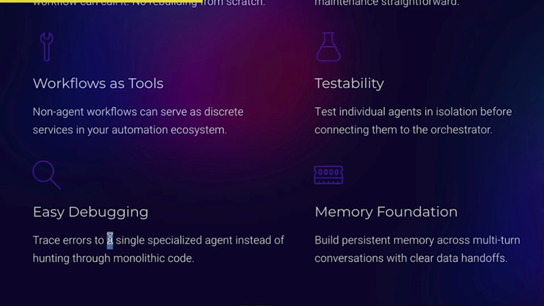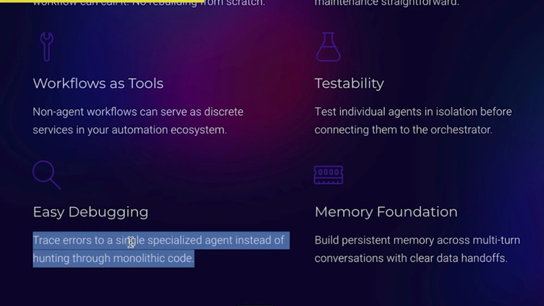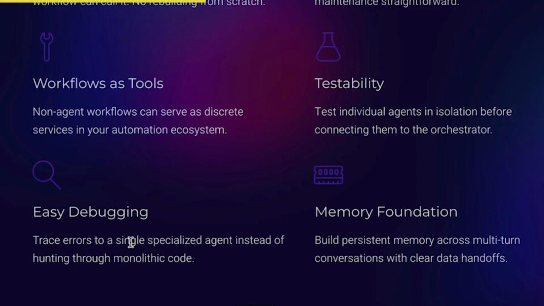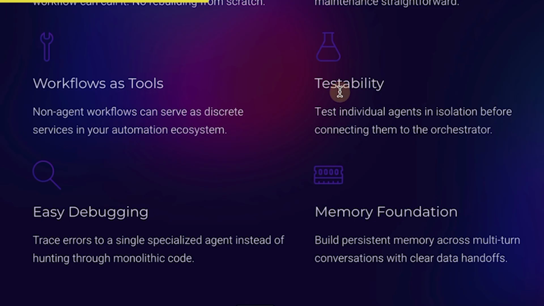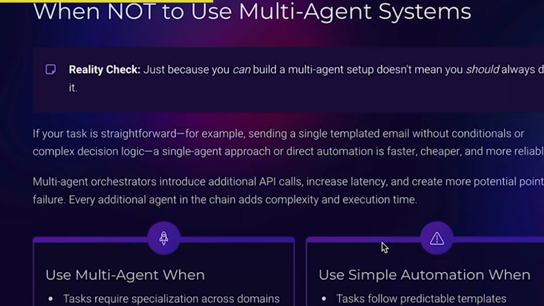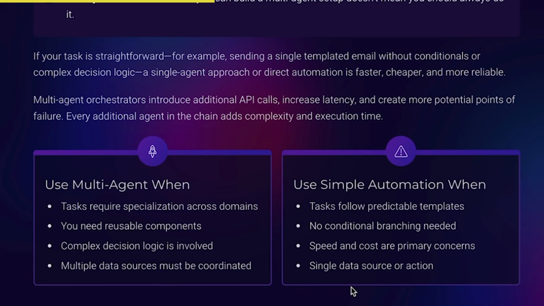Instead of a single specialized agent and hunting down through monolithic code, you can just find which specific subsystem is incorrect and needs work. There's clear logic in here. There's also testability, and there's memory foundation, right? So you can build persistent memory across multiple turn conversations with clear data handoffs.